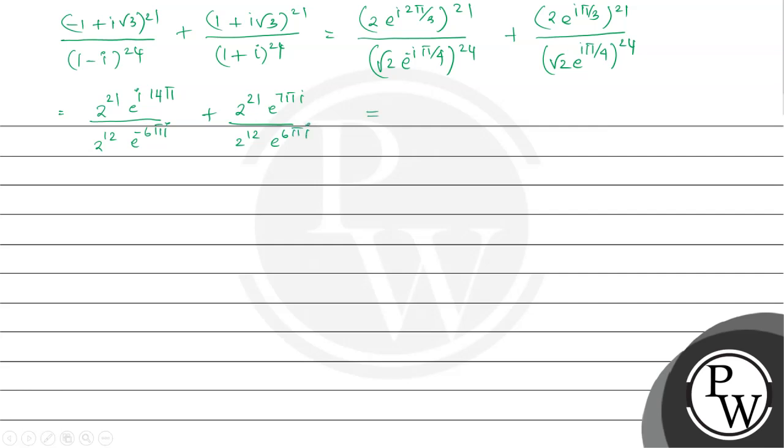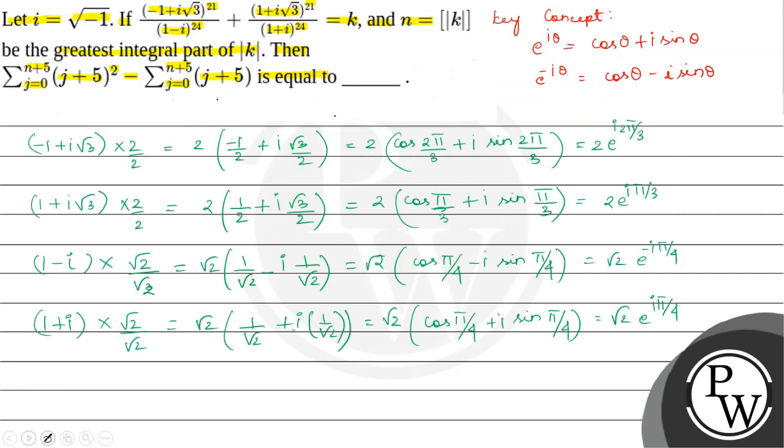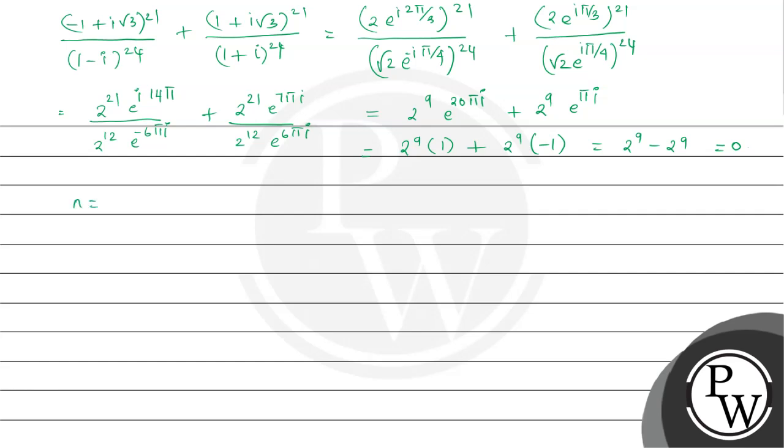Now we can write this as 2^9 e^(20πi) + 2^9 e^(πi). e^(20πi) is 1, and e^(πi) is -1. So we get 2^9 − 2^9, which is equal to 0. So we have k = 0, and the n value is equal to 0.